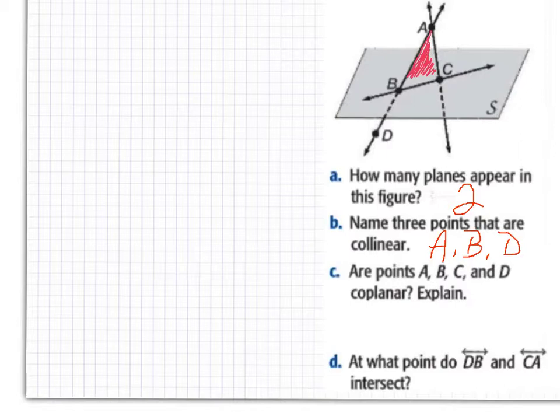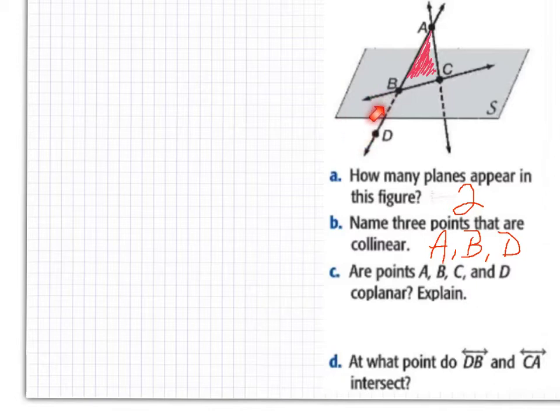The third question, are points A, B, C, and D coplanar? Collinear means all in the same line, all in a straight line. Coplanar means all in the same plane. If you think of a plane as a flat piece of paper, like this, plane S, the points that lie in plane S are the ones that are drawn on that piece of paper. So right now I see that point B and point C are on plane S, or in plane S. That's the same thing. A appears to be above plane S, and D appears to be below plane S.